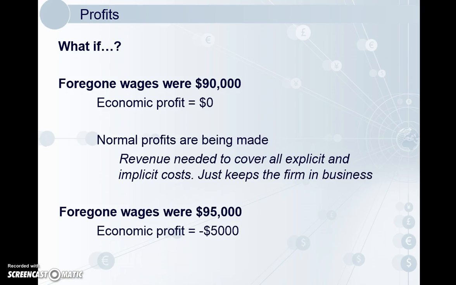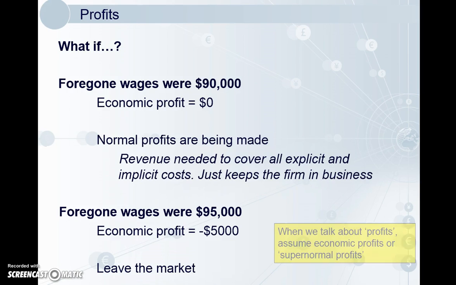Now, what if my foregone wages were 95 grand? I could have earned 95 grand elsewhere, not being in business. I would make a negative economic profit. And as a rational person, I should leave the market. Now, it's important to note here that when we talk profits in this course, we're talking economic profits, sometimes called supernormal profits because they are higher than normal profits. Okay, make sure you understand all this and we will go through it a bit more in class.